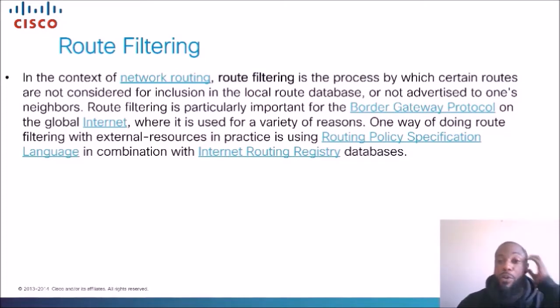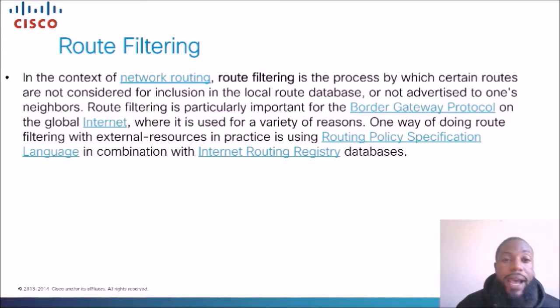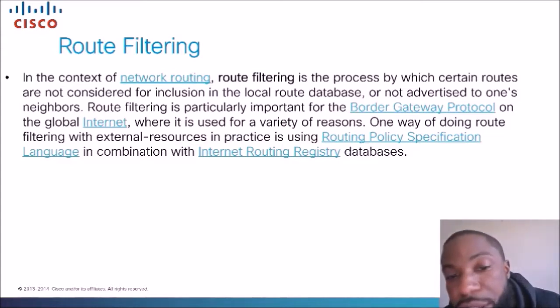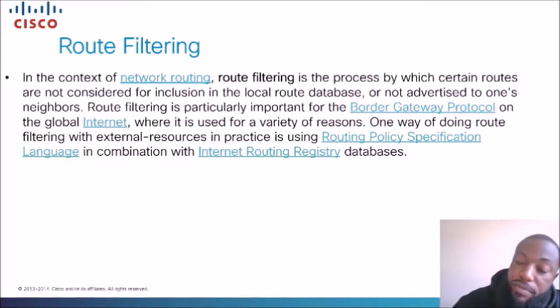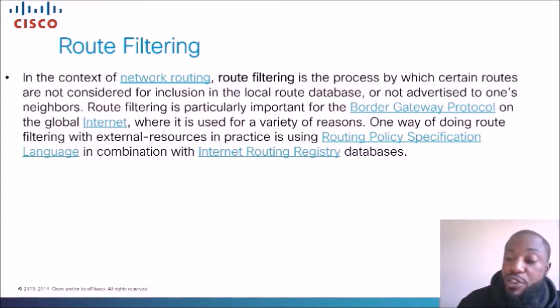Route filtering is particularly important for the Border Gateway Protocol, BGP, on the global internet. That is the main routing protocol used on the internet, if you don't know by now, and it is used for a variety of reasons. One way of doing route filtering with external resources in practice is using Routing Policy Specification Language in combination with Internet Routing Registry databases. That was a mouthful, and I believe I got that from Wikipedia as well. But anyways, that's just a basic definition of route filtering. Again, we use this to be selective with what routes we want to share between our routing protocols or between our routers.